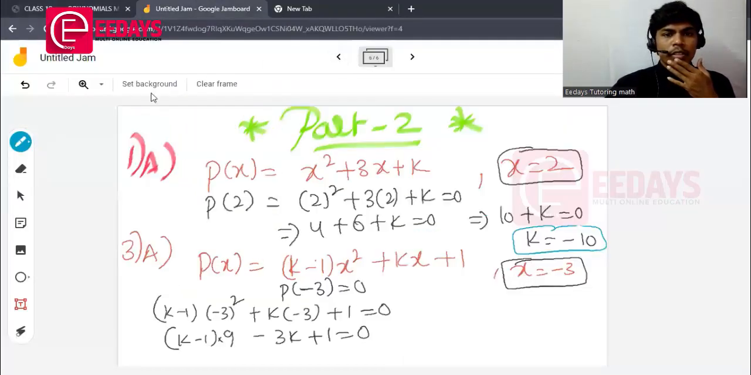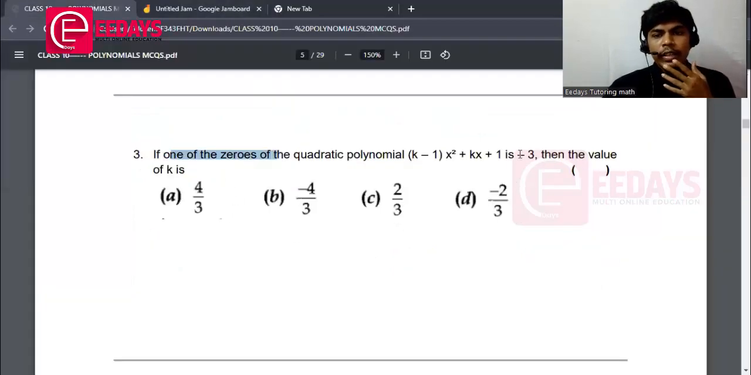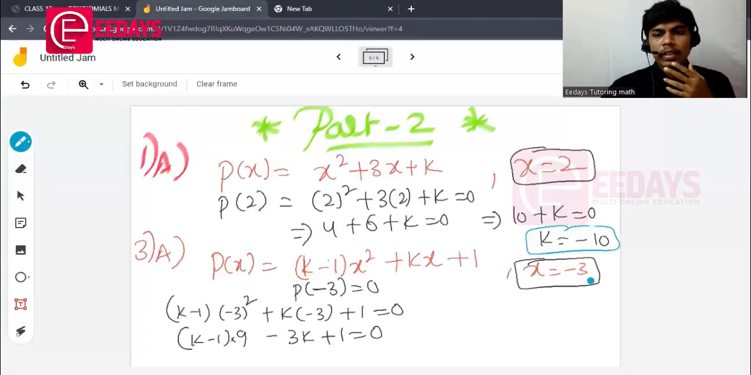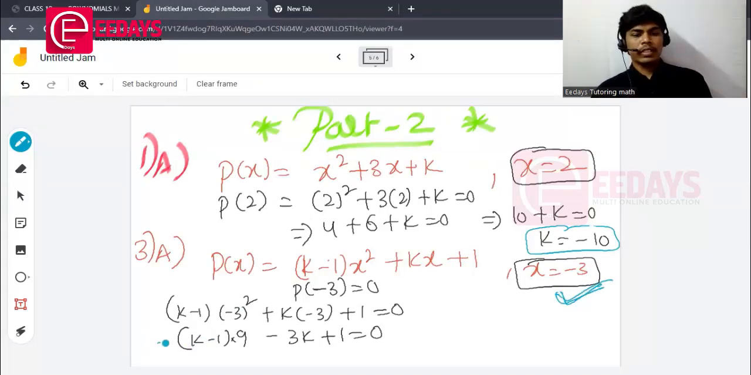I'll show you the solution. One of the zeros is -3, nothing but x is equal to -3. Substitute x is equal to -3 in this equation. I'll pause for 1 minute 10 seconds. You just observe the solution and see whether you are able to do the calculation part or not.